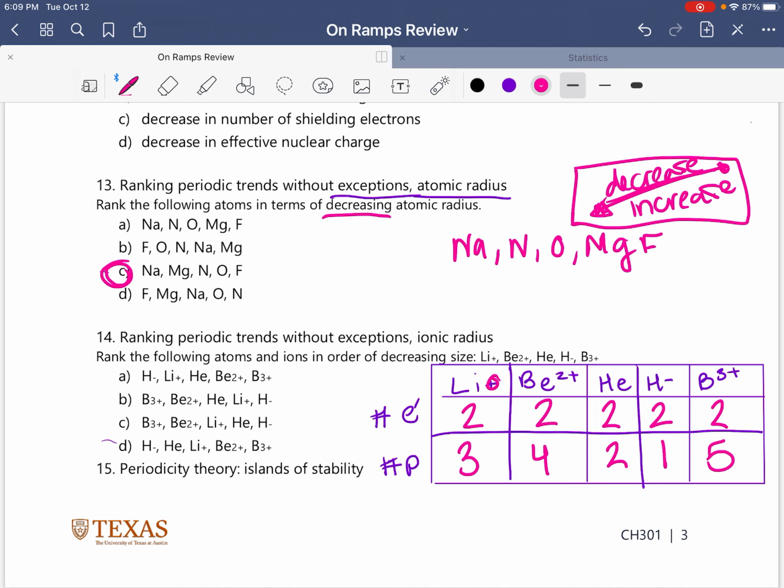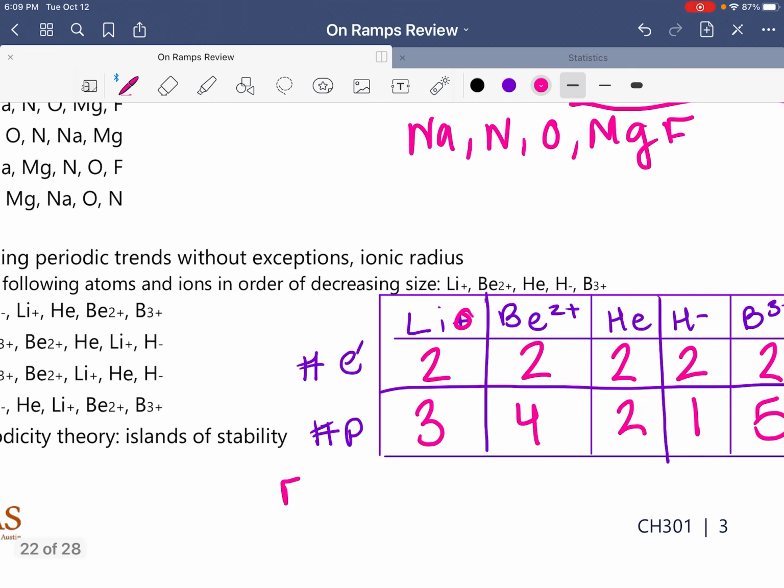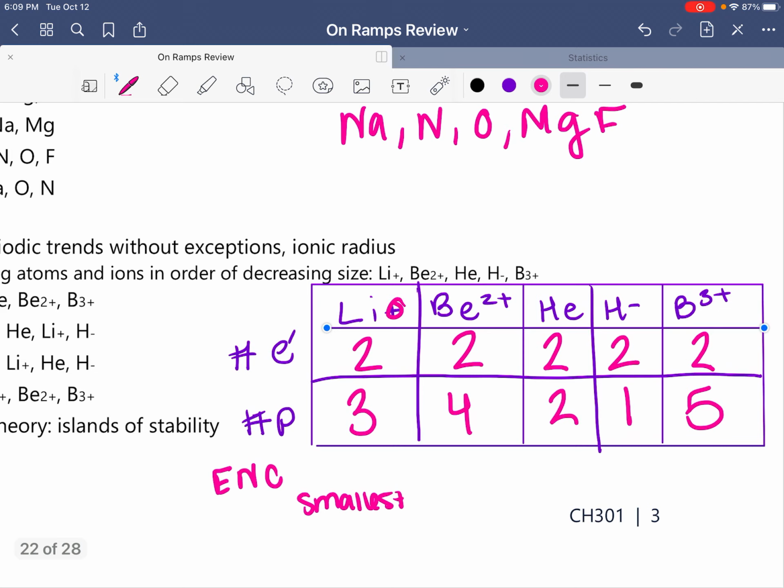So they all have the same amount of electrons, which is great for us. They have 2, meaning that there is no shielding going on. There is only one shell of electrons on the outside. So, effective nuclear charge, we're going to rank them from smallest to largest.